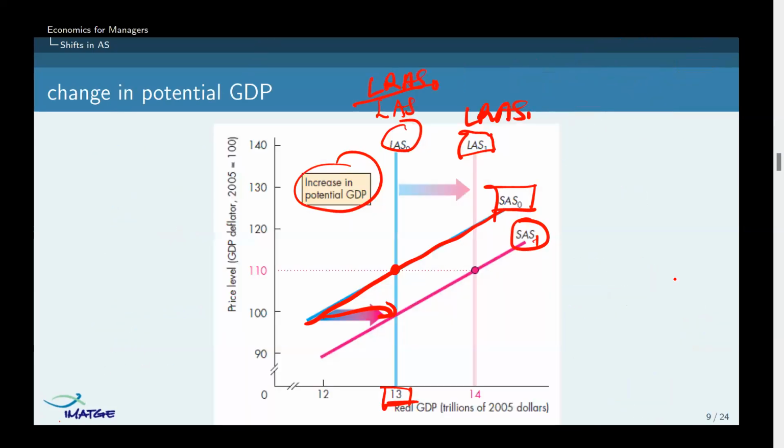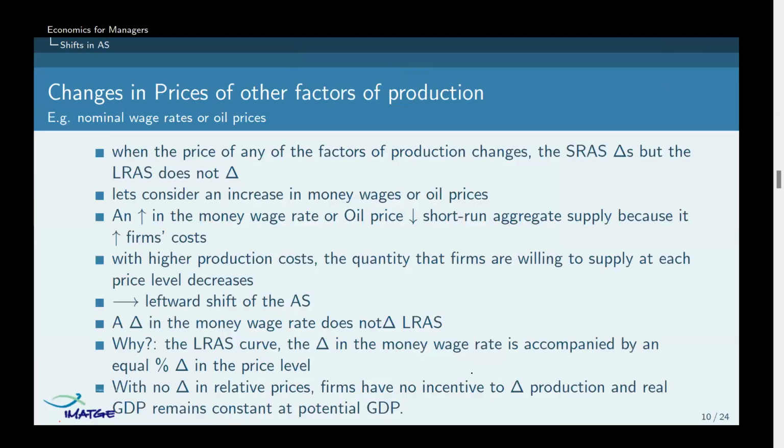So we've looked at the change in potential what? GDP, and we've seen that this happens. But what about changes in prices of other factors of production? By other factors of production, what do we have? Maybe it's land, it's capital, etc. Right? So here I talked of e.g. nominal wage rates, but you can also talk of oil prices. Remember, oil is a what? Is a significant factor of production. Without oil, there's highly likely to be disaster in the economy.